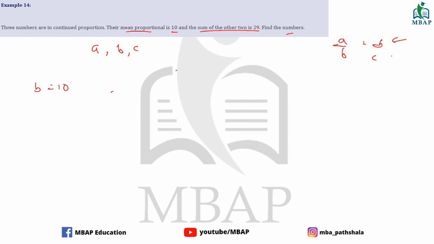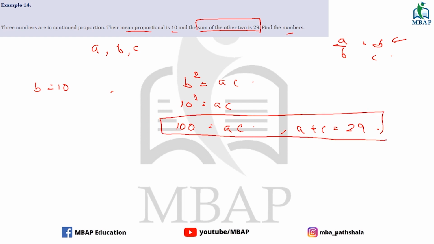Fine, if my mean proportion is 10, I have the formula for continued proportion: B square is equal to AC. So by substituting the value of B, I'll get AC, the product of A into C, as 100. Right? Apart from this, I also have this piece of information that apart from the mean proportion, the sum of the other two numbers is 29. So that means A plus C is going to be 29. Right? And now I have to find all the three numbers. So how can I do that? I only have these two equations to play with. Okay, so let's see what we can do over here.